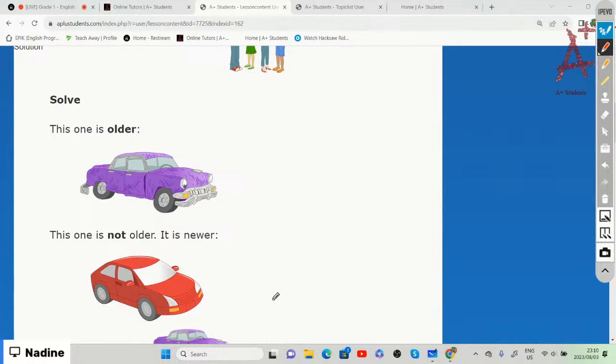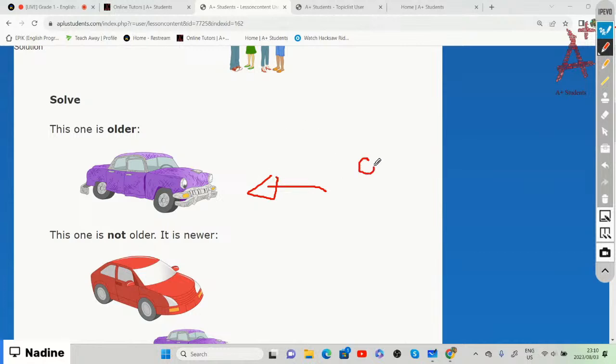And then we have the red car. As much as the red car looks like an older model car, the car looks brand new. It looks clean. Everything is in place. It literally looks brand new, which means that if we were to choose the car that is older, then we would say it is the purple car. So they ask which one is older.